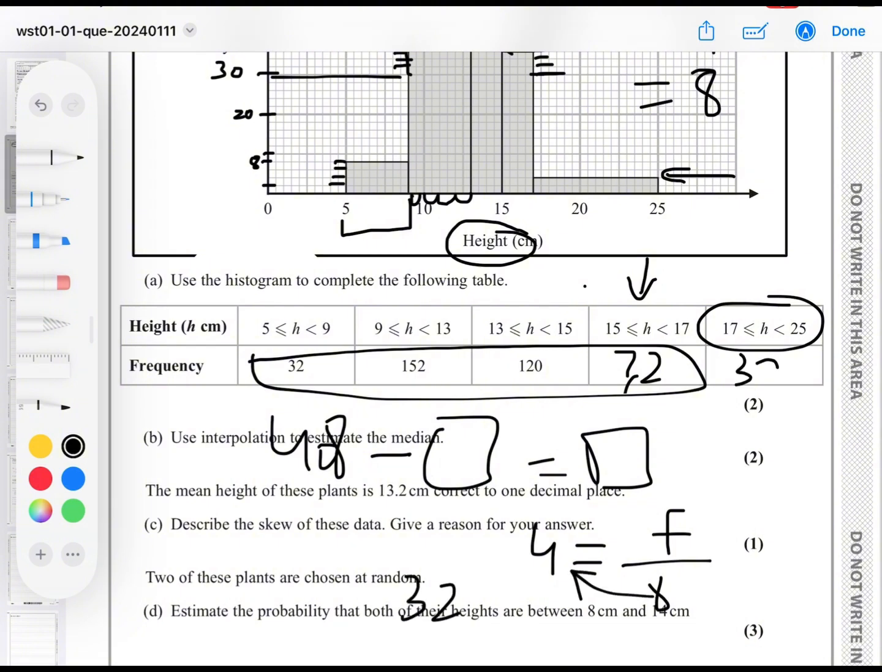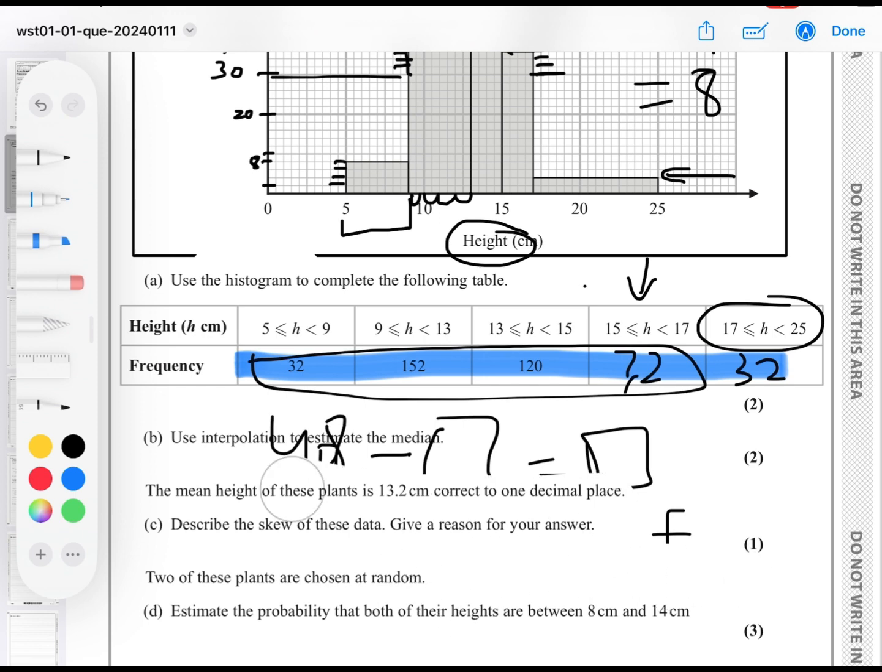So the frequency for this will be 32, and after getting this we will add them to check whether we are getting 408 or not. Just adding them on my calculator. So yes, I'm getting 408. There you go, the first part is done.